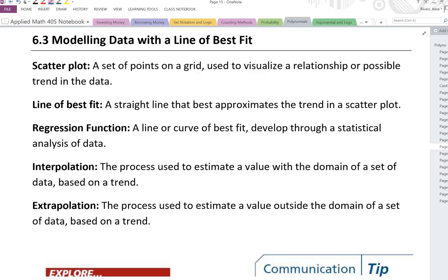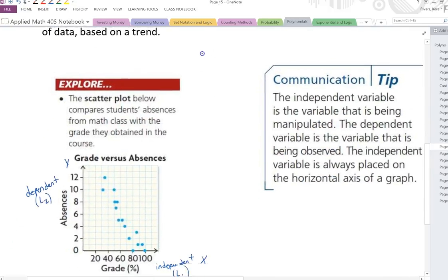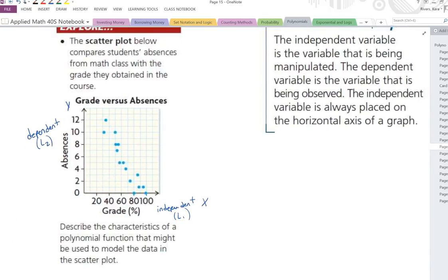It's a set of points on a grid used to visualize the relationship or possible trend in the data. So we collect data and then we get all of those data points specifically put on there. I've got one down below here. And this scatter plot compares students' absences from math class with the grade they obtained in the course.